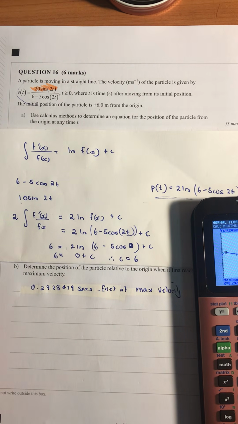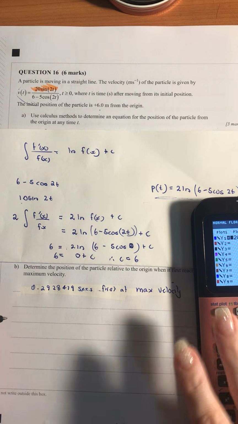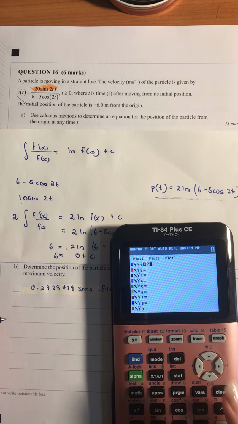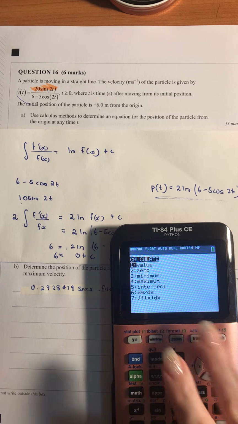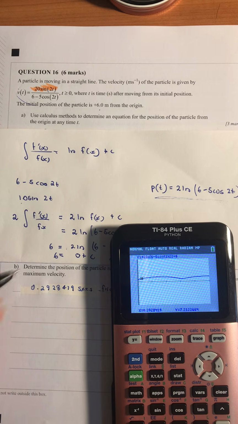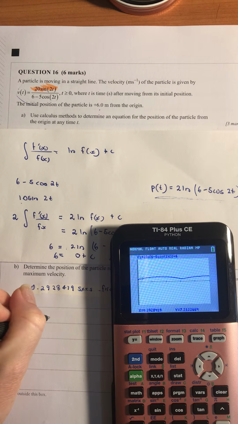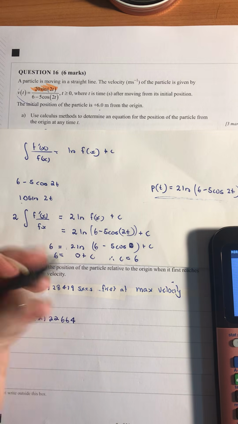So then I can use that time to sub into my equation for position to work out where it is at that point. So I can put that equation into my calculator, the 2 ln of 6 minus 5 cos 2x, and I'll just put another bracket there, plus 6. And when I graph that and do my second trace 1 and put in 0.2928419, I get an answer of 7.2122664, and that will be meters from the origin.